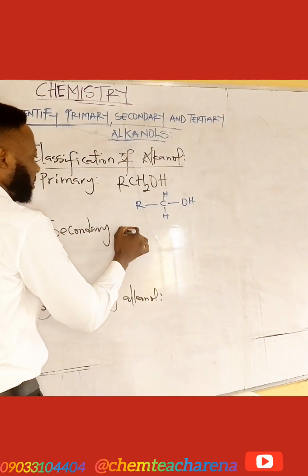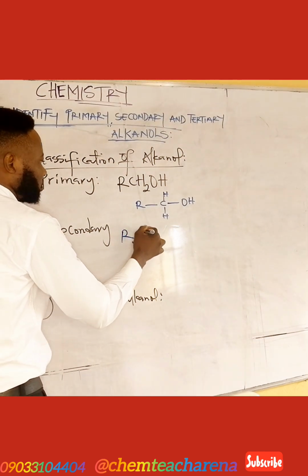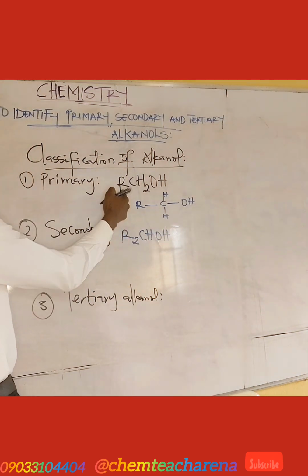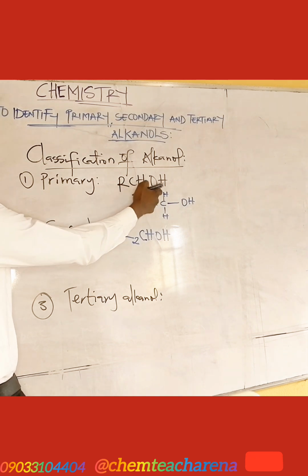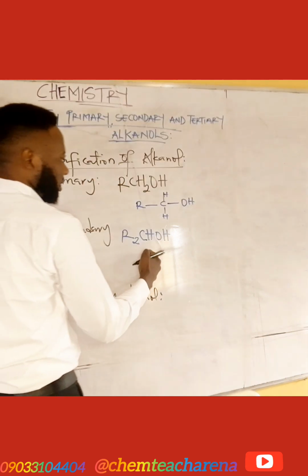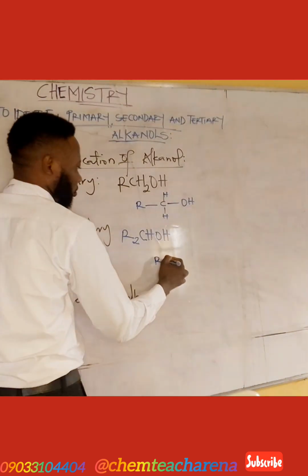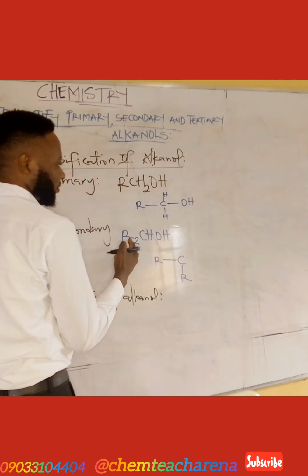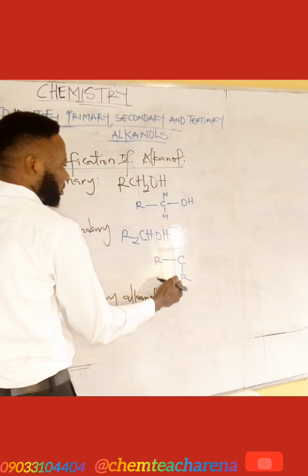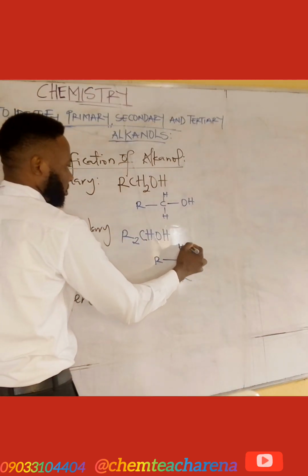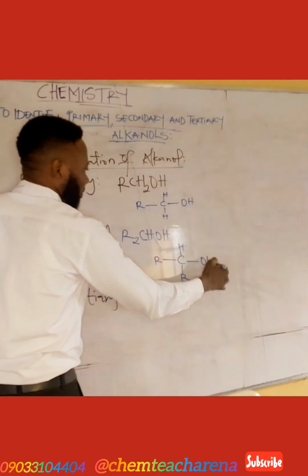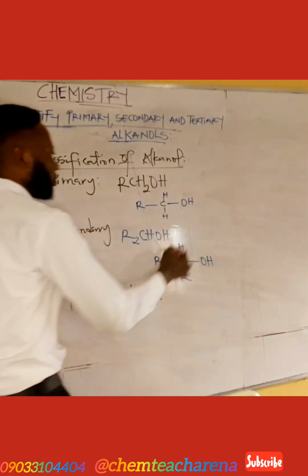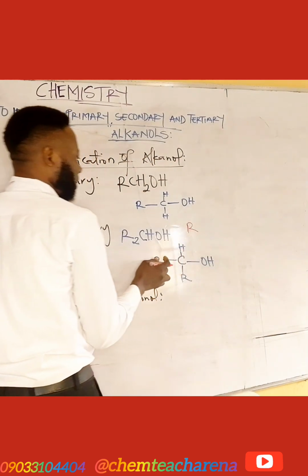Then for this one, the formula is R2CHOH. You can see the R is increasing, but the hydrogen on the carbon bearing the hydroxyl is reducing. So let's still do the same for this. We now write our R, C, and another R. We have written these 2 R groups on this one carbon now. We now have this H here, then we now have this OH.